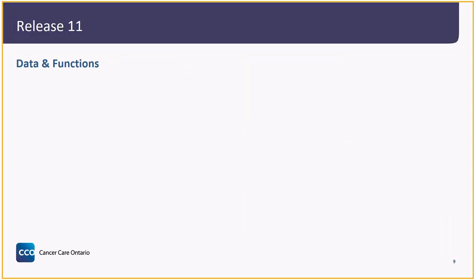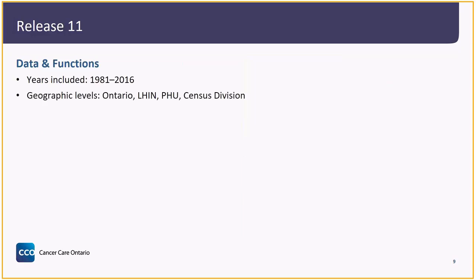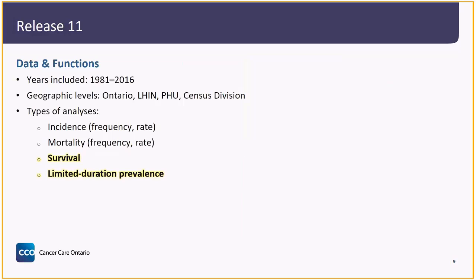So now getting into the specifics of what Release 11 includes. In terms of the data and functions, this release comes with cancer incidence and mortality data for the years 1981 up to 2016, for the same 4 levels of geography as we have had in previous releases. In terms of the types of analyses that are possible using the package, as with the previous release, Release 11 can be used to produce incidence and mortality counts, as well as crude and age-standardized rates. What's new for Release 11 is that we have now enabled the survival and limited duration prevalence sessions.